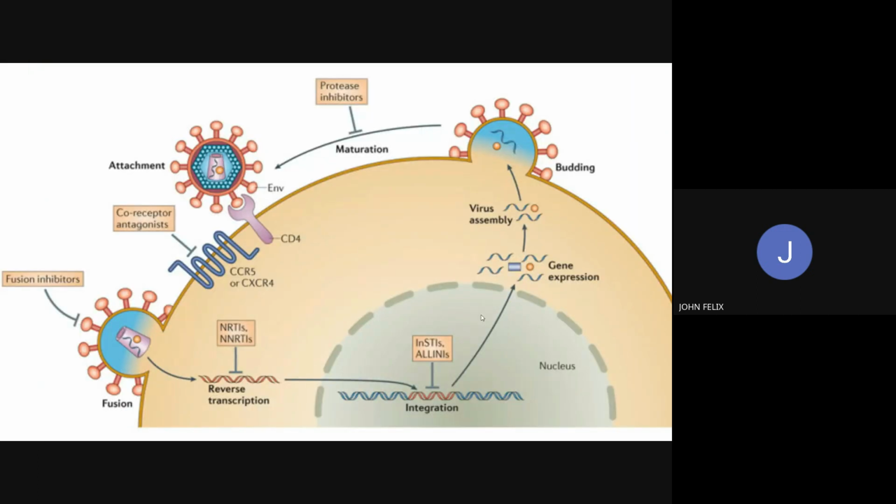So this is an overall chart. Let's start with the fusion inhibitors. When the fusion of the viral particle occurs, the RNA gets out of the viral particle and gets into the host cell.